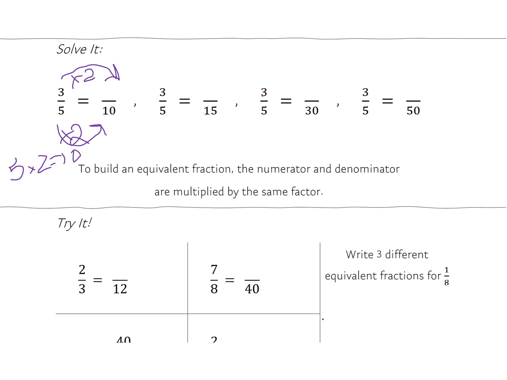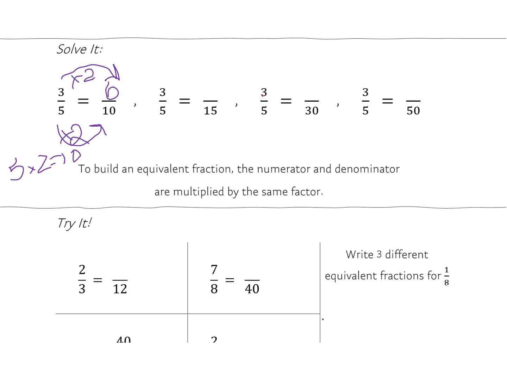There we go. 3 times 2 is 6. So I've used the multiplication strategy to show that 3/5 is equal to 6/10. Let's try that for another equivalent fraction.